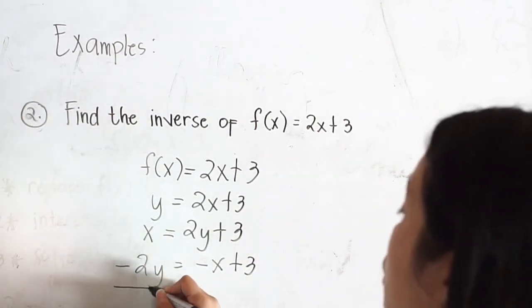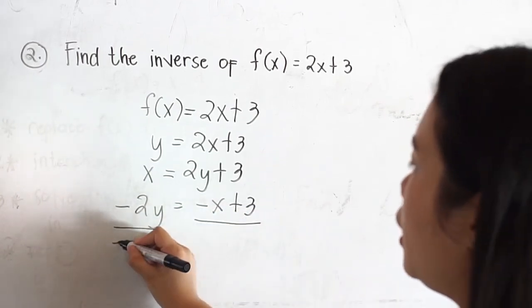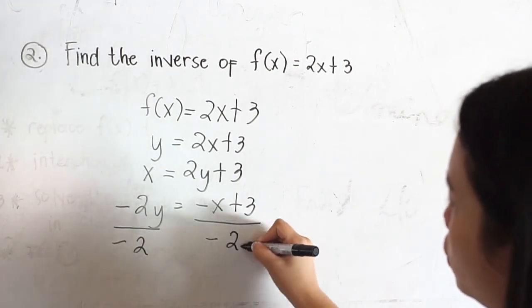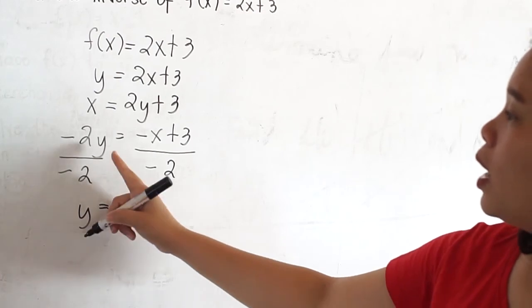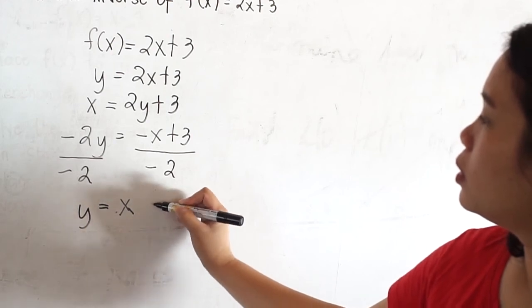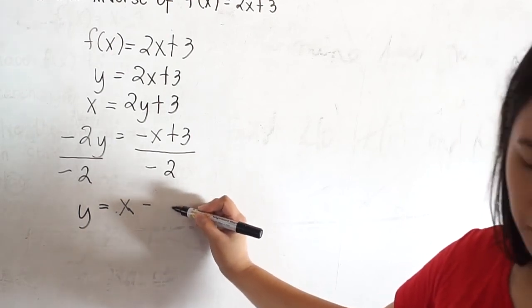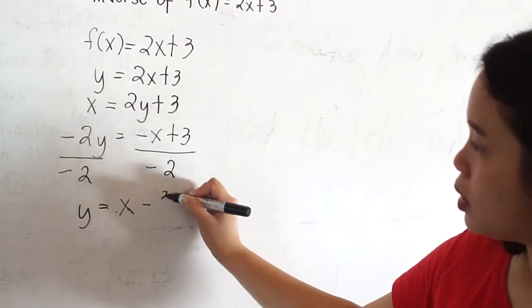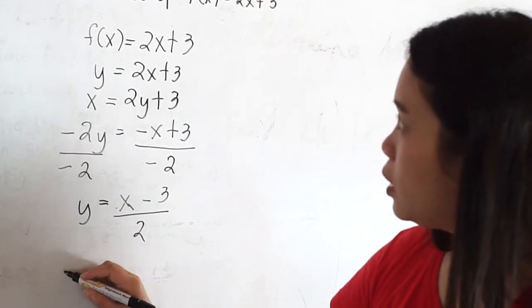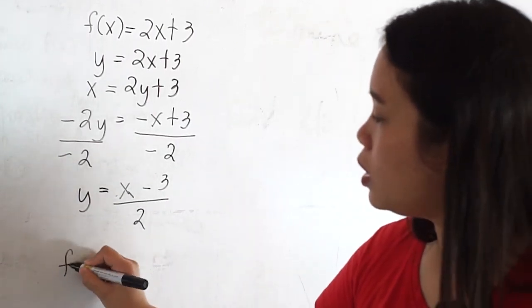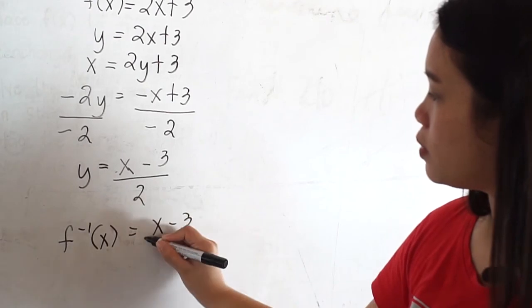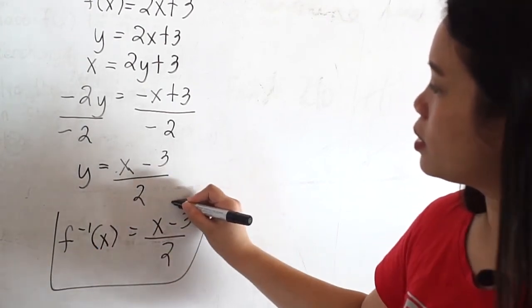So we will divide both sides by negative 2. So it becomes y equals x minus 3 over positive 2. So we will rewrite it by finding the inverse: the inverse of x is x minus 3 over 2. And that is your final answer.